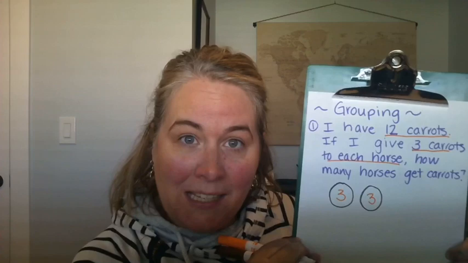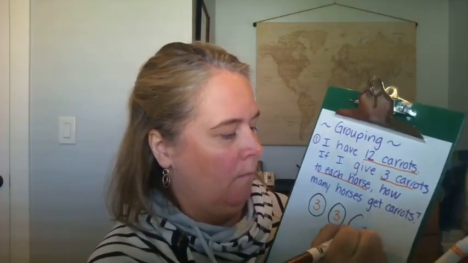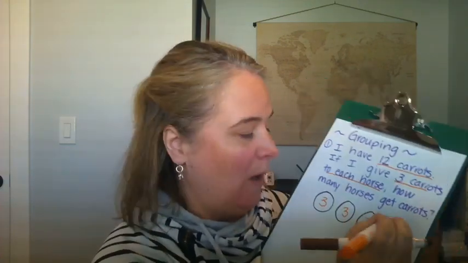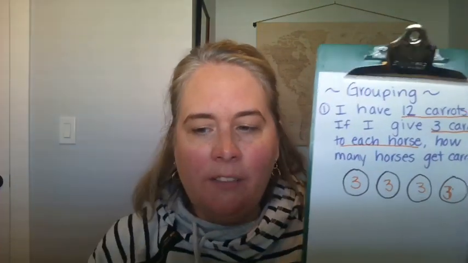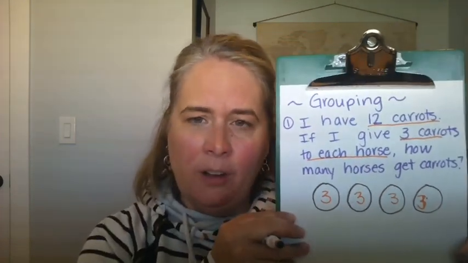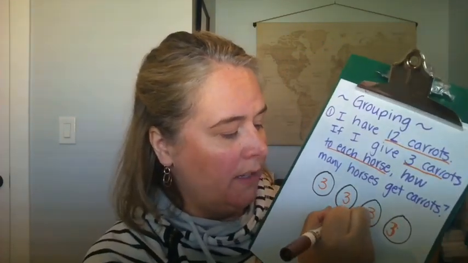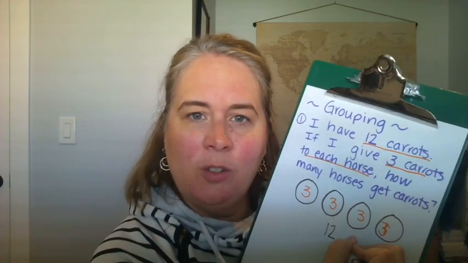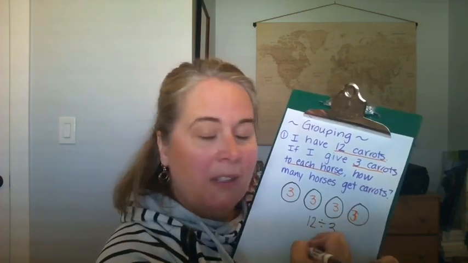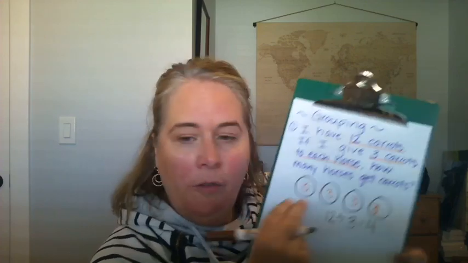I've now given away 6 of my carrots. 9 of my carrots. And 12 of my carrots. I've now given away all of my carrots. If I'm thinking about this, then I know that I can give 4 horses their carrots. So I have 12 carrots total, which is my dividend, my total number I'm dividing. I'm putting it into groups of 3, and I can give it to 4 of my horses. Let's look at a second problem using grouping.